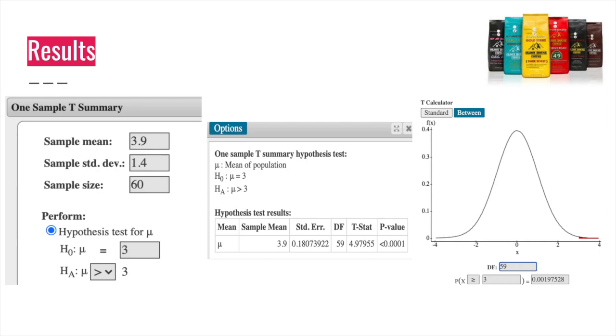If the population mean equals 3, then the probability of taking a random sample of 60 and finding a sample mean greater than or equal to 3.9 is 0.00197528.